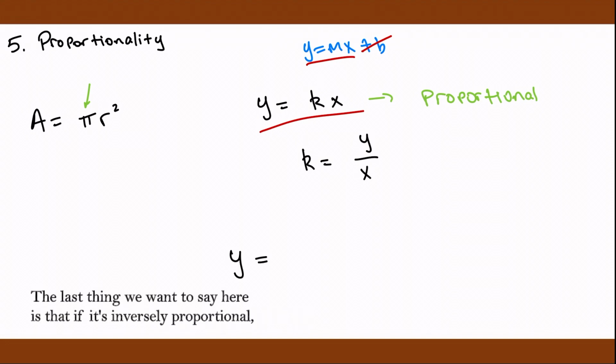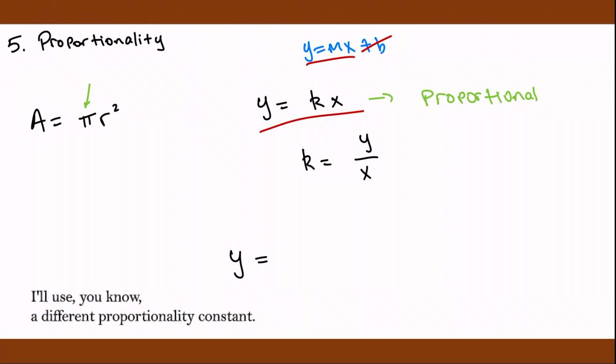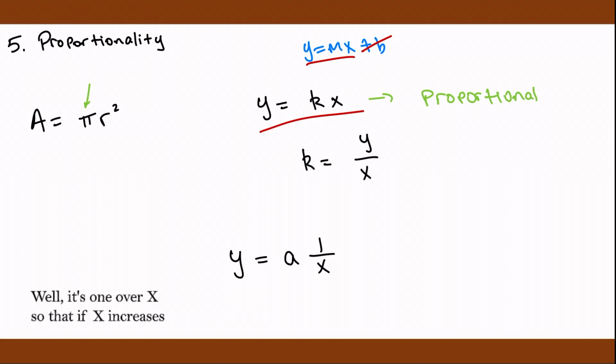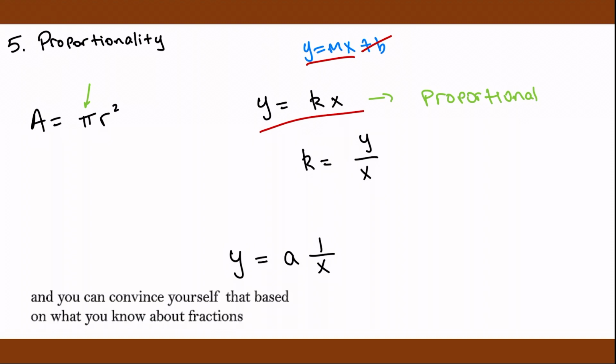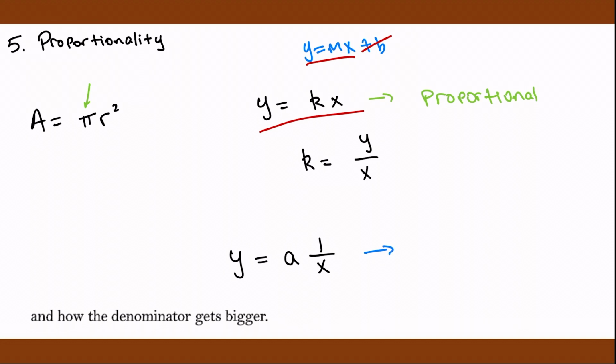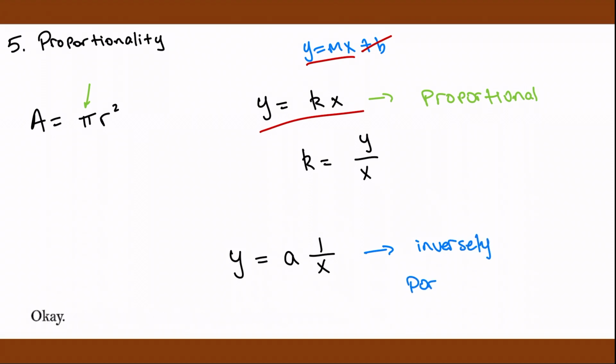The last thing we want to say here is that if it's inversely proportional, I'll use a different proportionality constant, a, but now if it's inversely proportional, well, it's a over x. So if x increases, y is going to get smaller. And you can convince yourself of that based on what you know about fractions. If the denominator gets bigger, well, the thing on the other side of the equation has to get smaller. That's just the nature of it. And we call that inversely proportional, okay?